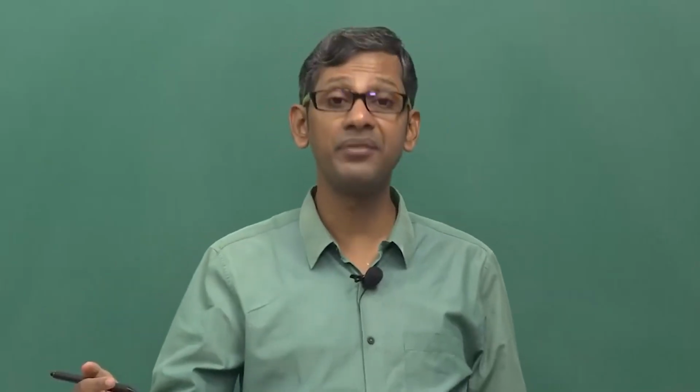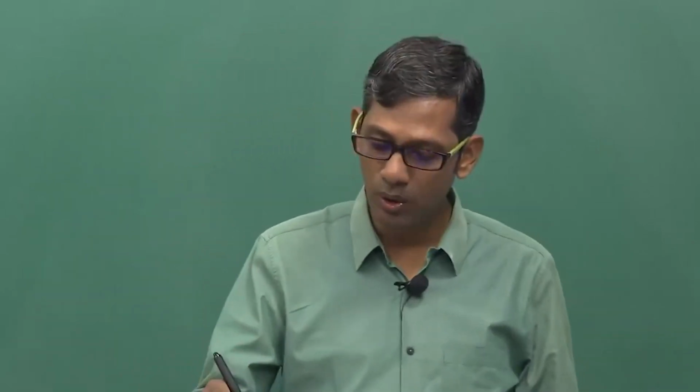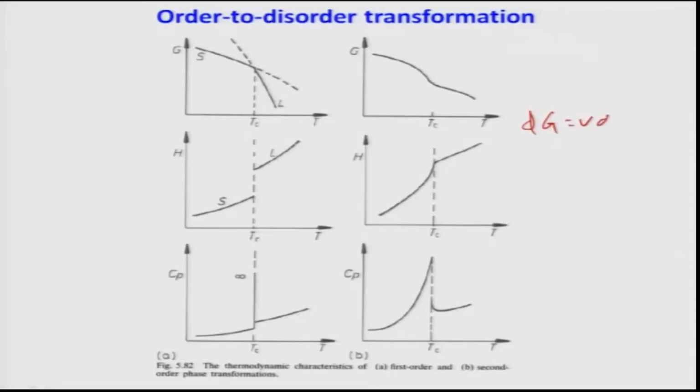So, remember, the order of a transformation depends on the order of the differentiation of the free energy with respect to pressure and temperature, which is continuous or not continuous. Let me explain it properly. We know that dG is basically V dP minus S dT, right. I have derived this expression, please go back. If you are not able to do it, look at the books. The total differential of free energy can be written as V dP minus S dT, where V is the volume, P is the pressure, S is the entropy, and T is the temperature.